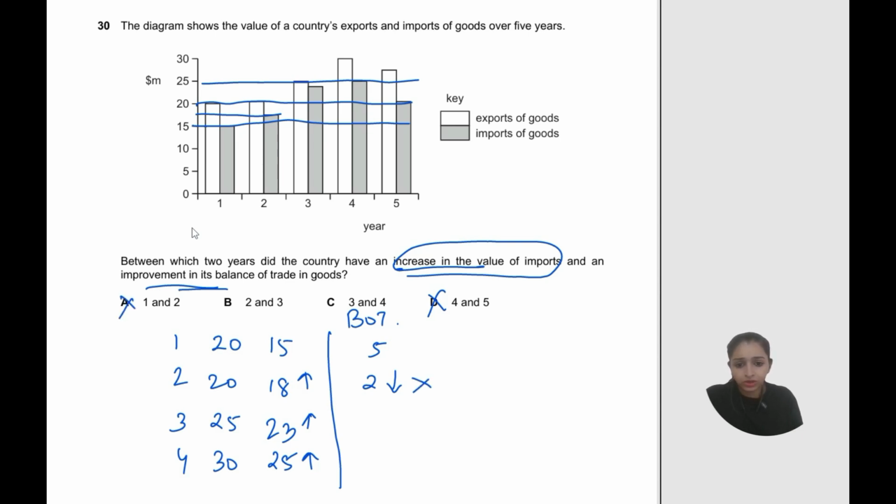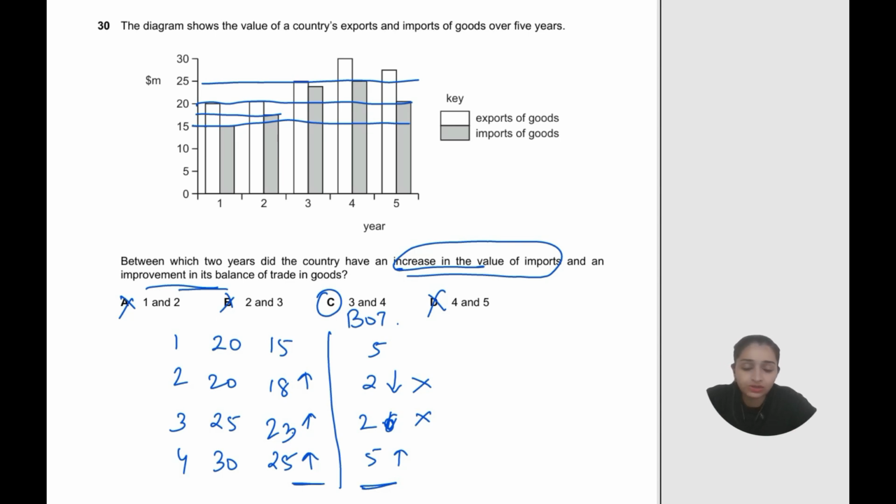Let's look at this. Here, the imports have increased. However, just look at the balance of trade. If we look at it, it has remained the same, right? So it has remained consistent. There is no improvement. So 2 to 3 is also not an option. So straight away you can mark C. Just look at this. The balance of trade increased. There is an increase in imports as well as an improvement in the balance of trade. So C becomes the option.